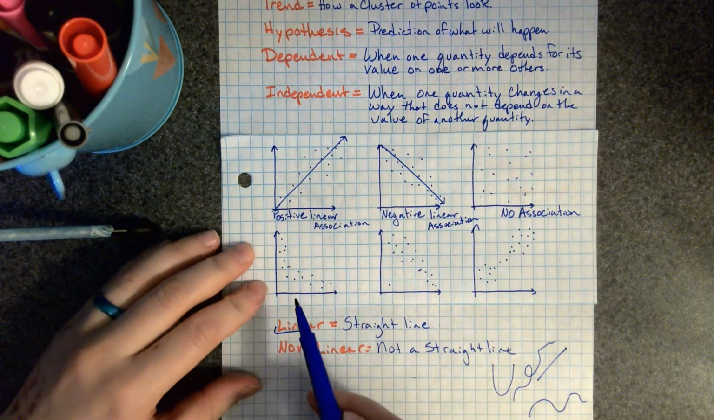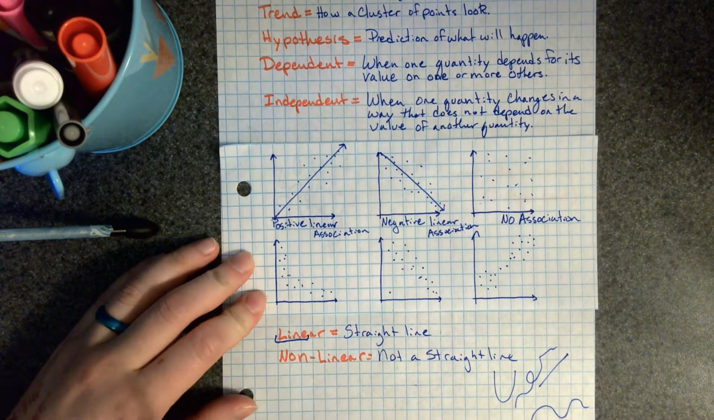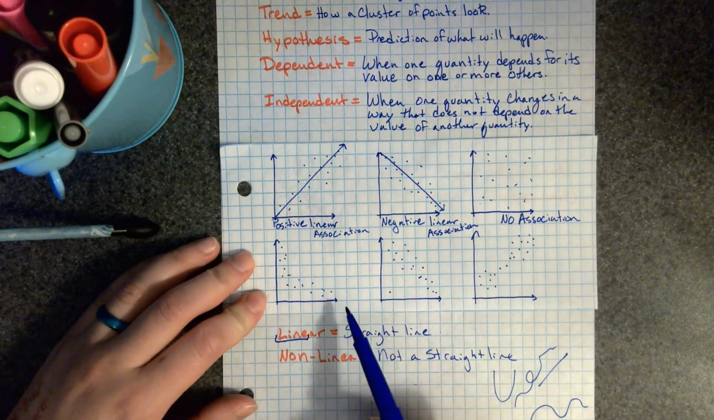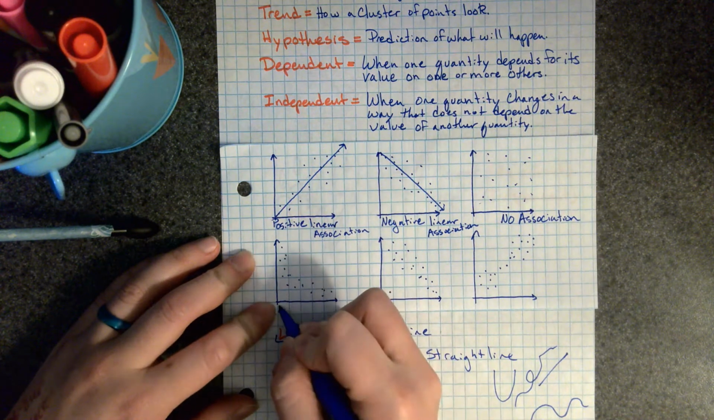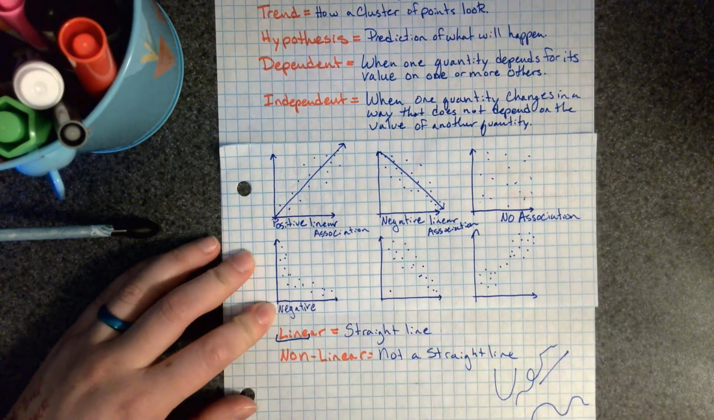Okay, so our next graph, let's see if you guys can tell me, what is the trend? Positive or negative? If you said negative, you are correct. My dots all appear to be going down. Okay, so this is going to be a negative association.